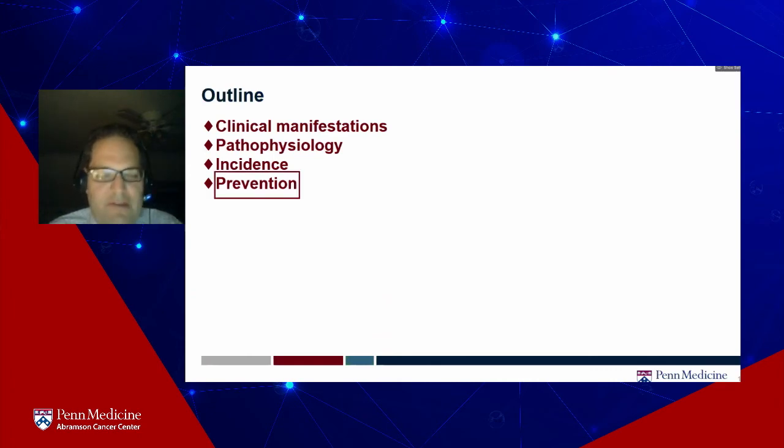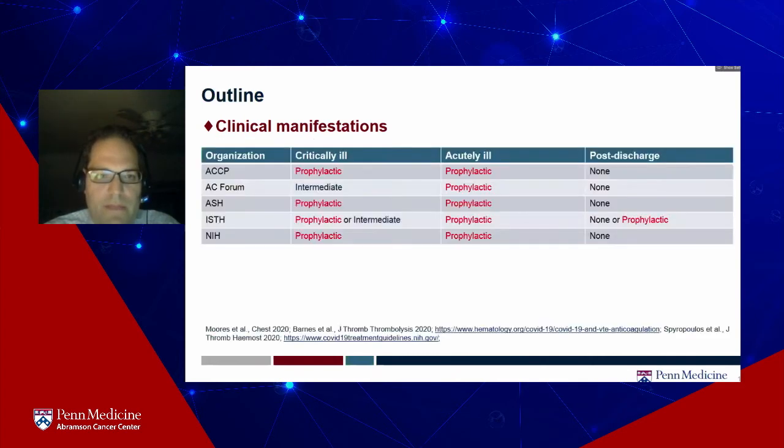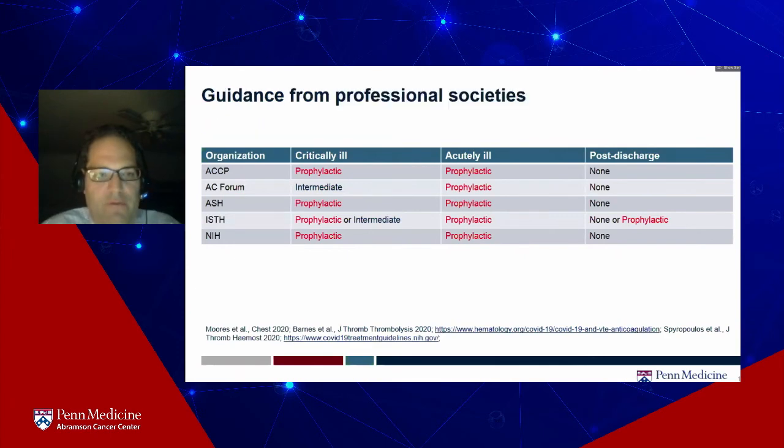So, as I've mentioned, there appears to be, based on the best available evidence we have, a high incidence of venous thromboembolism in acutely and critically ill patients with COVID-19. What can we do to reduce those rates? Well, there are a number of medical organizations that have issued guidance statements. Dr. Fauci actually mentioned the NIH guidance statement in particular. And this table summarizes the recommendations from these organizations.